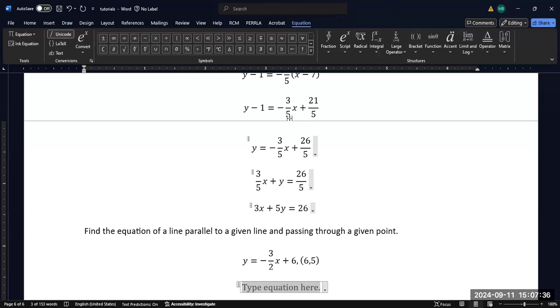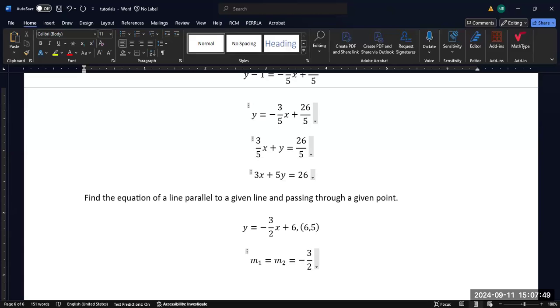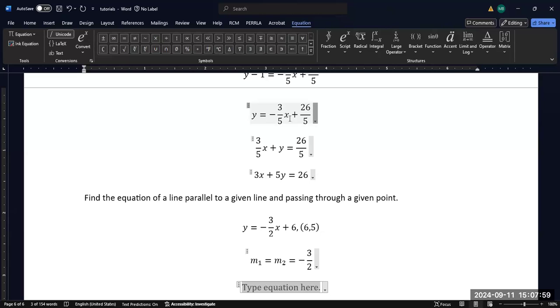Now, for a line parallel to the one that's given, the slopes are going to be the same. So both slopes for both equations will be the same, in this case, negative 3/2. Then you're going to take the point that you have, and now that you have a slope and a point, you're going to put them into one of our line equations. Again, I'm going to go back to the point slope form. So this will be y minus 5 is equal to negative 3/2 times x minus 6.